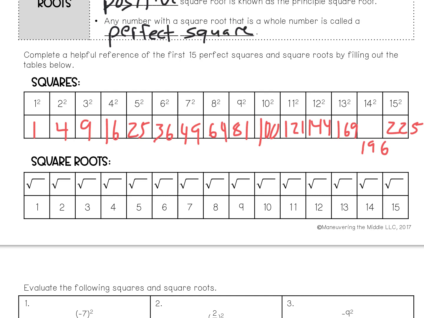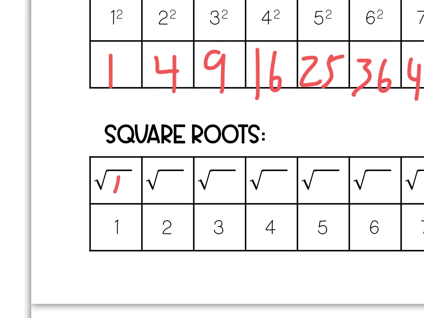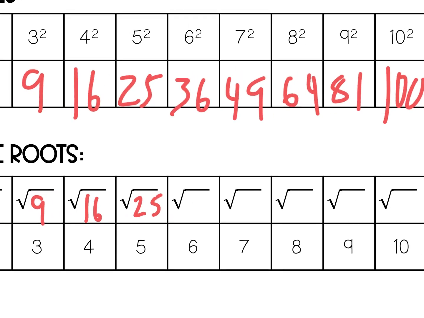So those are squares, 1 through 15, and so this one is the opposite, the square root of those same numbers. If 2 squared is 4, then this has to be 4 to get 2. So the square root of 4 is 2. The square root of what is 3? 9. So just write the same thing. It's the exact same thing, but opposite. These are actually inverse functions.